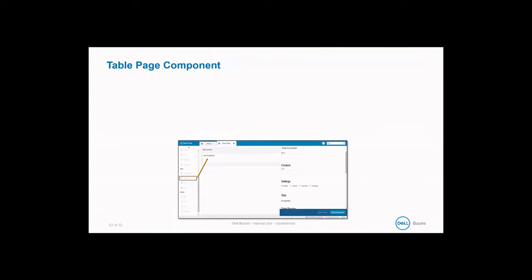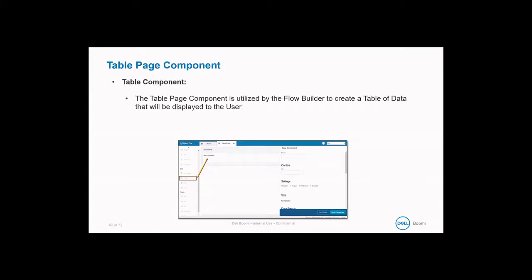Next, we will talk about the table page component. The table component or table page component is utilized by the flow builder to create a searchable table of data that will be displayed to the user. The table data is referenced from an existing database. In this case, we're using Salesforce as our database in these workshop exercises.